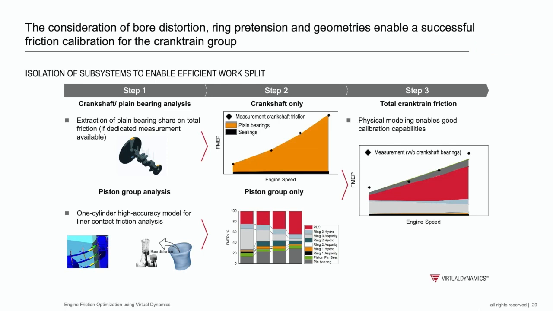The piston group analysis is separated. For the piston group analysis, we are doing single cylinder analysis because each cylinder has a different bore distortion and therefore has a different contribution to the whole friction. If we add both approaches in the end, it is possible to put crankshaft friction and piston group friction all together and compare this with the measurement of the total crankshaft and piston group together. You can also see here that, considering this bore distortion, a very good correlation between the measurement and the simulation is possible.